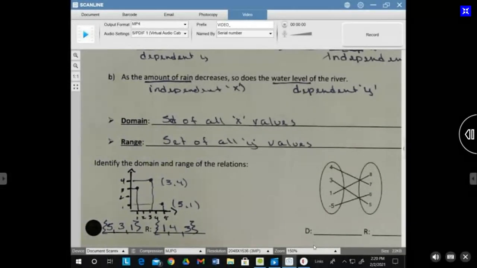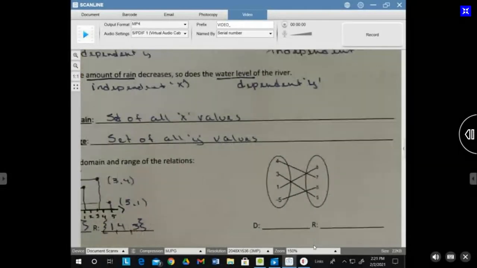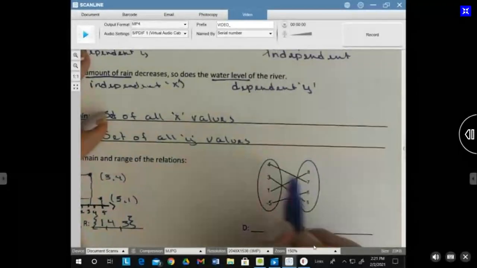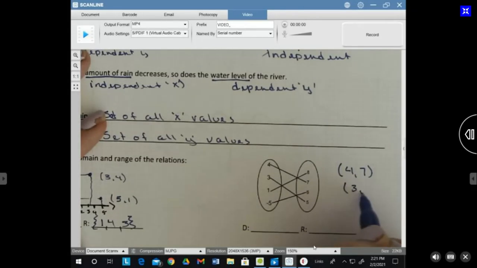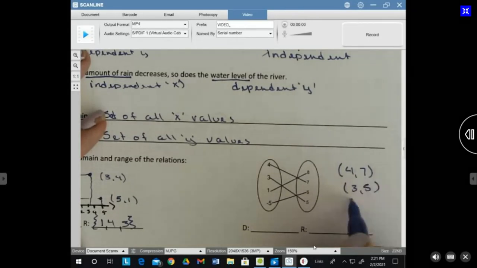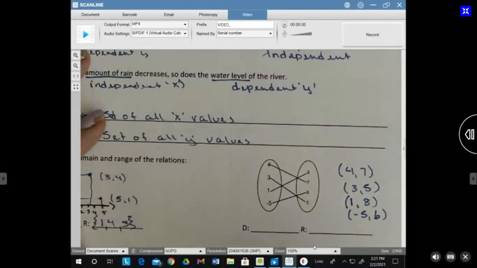Okay, the next one's a mapping. Do you think you can read this mapping? What is my first coordinate off of there? 4, 7. Good. Those lines give you your coordinates. 4, 7. 3 and 5. 1 and 8. Okay. And -5 and 6. So what is mine? And I'm going to write it.